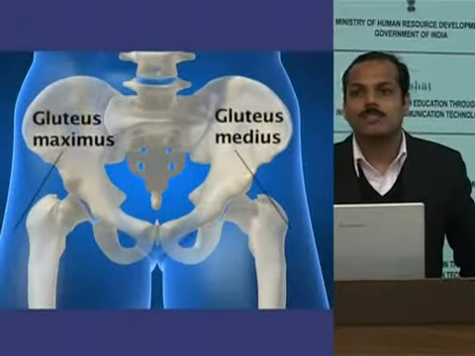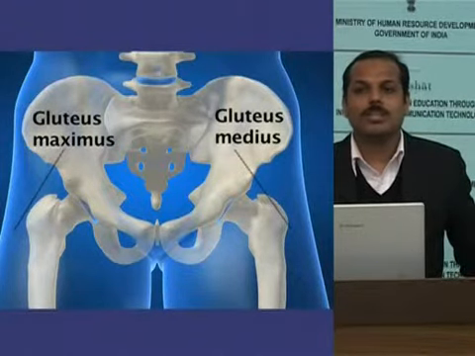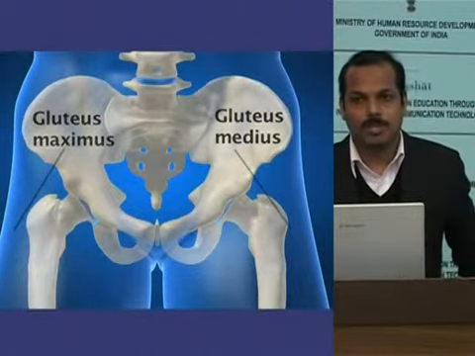Origin of the gluteus medius you can see in the picture: the outer surface of the ilium just below the crest. Now it comes down and it is attached to the greater trochanter of the femur. So the main function is, these are the prime hip abductors.